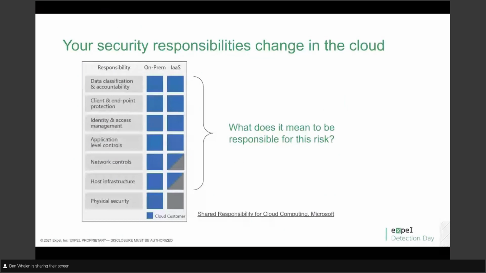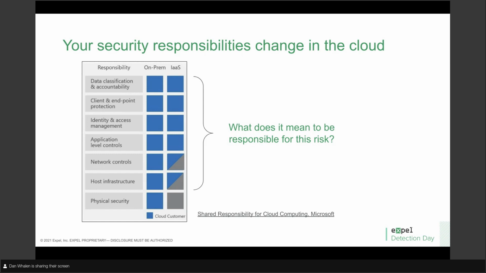Now, you've likely all seen or you're familiar with a diagram or a chart that looks something like this. This is the shared responsibility matrix for Azure. And this is one of the main selling points, as a customer of cloud infrastructure, right? One of the selling points is, as a customer, you're responsible for less. And this is absolutely true.